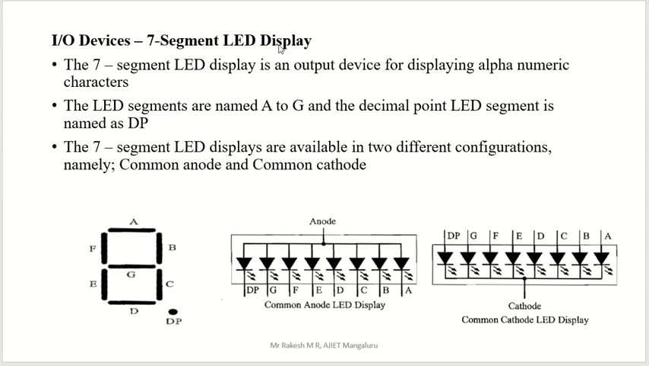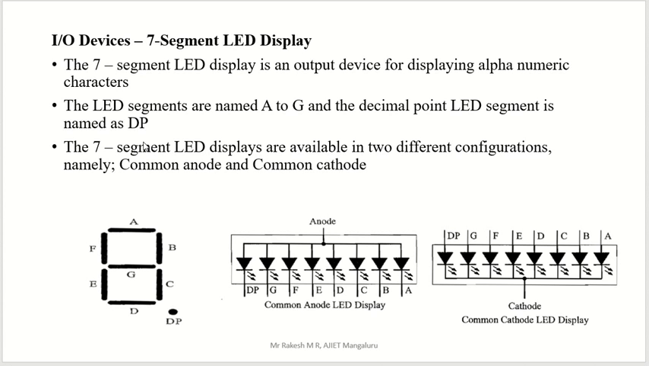The second device is the 7-segment LED display. This is also an input output device, but can you tell me, is it an input device or an output device? We will see that. The 7-segment LED display is an output device for displaying alphanumerical characters. We use it for displaying hexadecimal characters 0 to 9, then A, B, C, D, E, F. Related to this, we saw an experiment in the analog and digital electronics lab, displaying counter numbers 0, 1, 2, 3 like that.